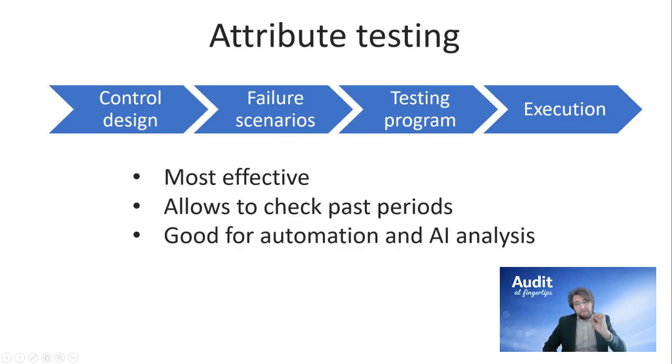First of all, it's very effective because we just take direct evidence and we review and analyze it. We get the direct outcome. Second, we can check the past periods because the only thing we need for attribute testing are the artifacts for the period we plan to review. So for instance, if we review the last 12 months, we expect the artifacts to be in place. We do not depend on control team performance or availability. We only need to work with the evidence.